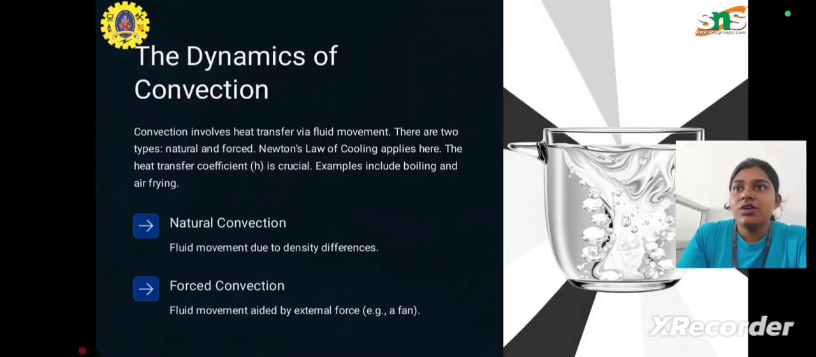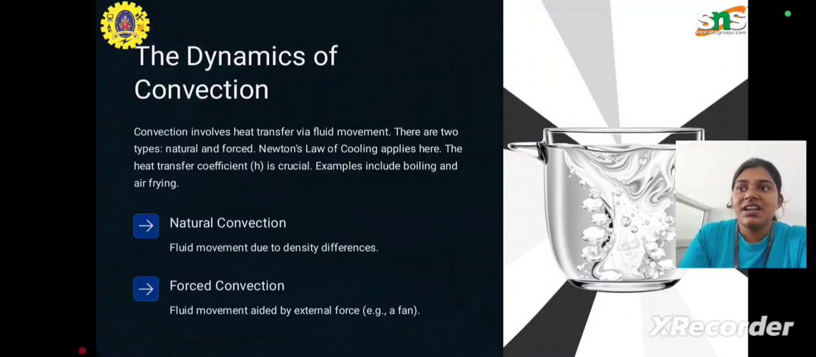So there are two primary types of convection, that is natural convection and forced convection. So natural convection is driven by the density difference caused by the temperature gradient, and forced convection uses an external force such as a fan or pump to enhance the heat transfer rate. Here, Newton's law of cooling describes the relationship between the temperature difference and the rate of heat transfer, where the heat transfer coefficient plays a vital role in quantifying convective heat transfer efficiency. So common examples of convection in the food industry include boiling, steaming, air frying and cooling of packaged foods.